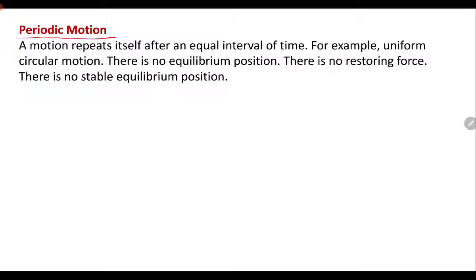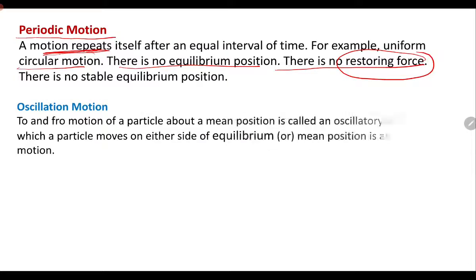Another concept is periodic motion. A motion that repeats itself after an equal interval of time. For example, uniform circular motion. There is no equilibrium position. There is no restoring force. Restoring force is absent in case of periodic motion. What is restoring force? We will come to this point in the next slide. There is no stable equilibrium position.